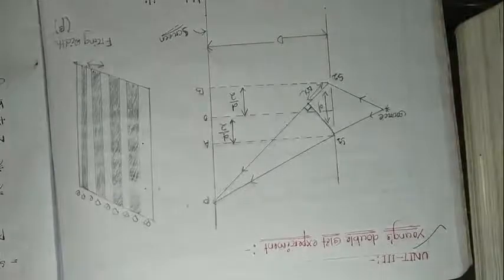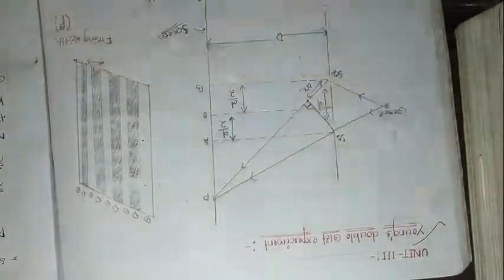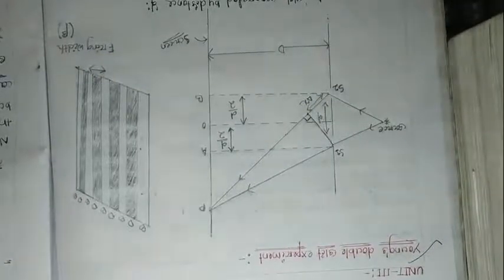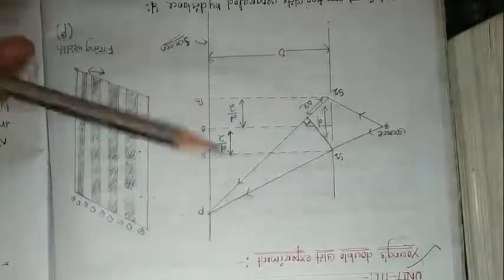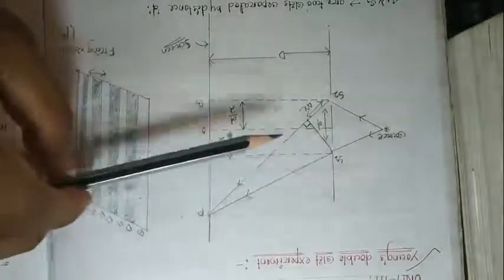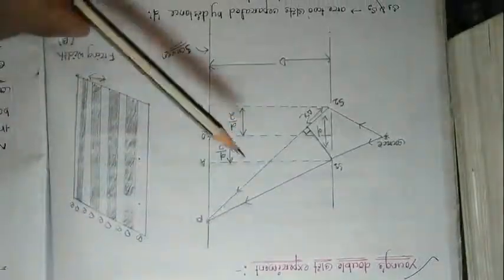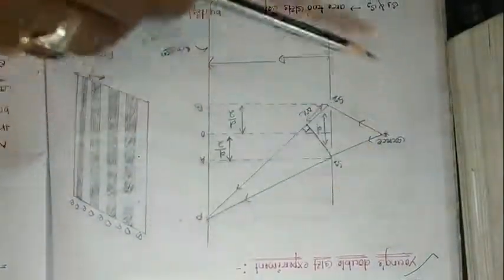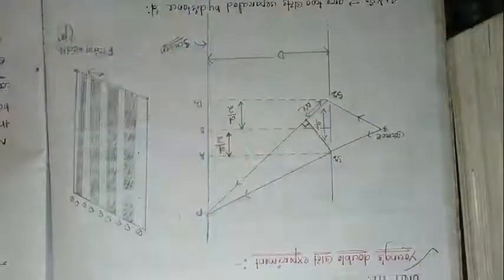Today we are going to discuss Young's double slit experiment, which belongs to Unit 3. I gave this note in your last class. So the figure is this one. I told you not to draw the figure then, because at that time it was not clearly visible. But this is the experimental arrangement of Young's double slit experiment.